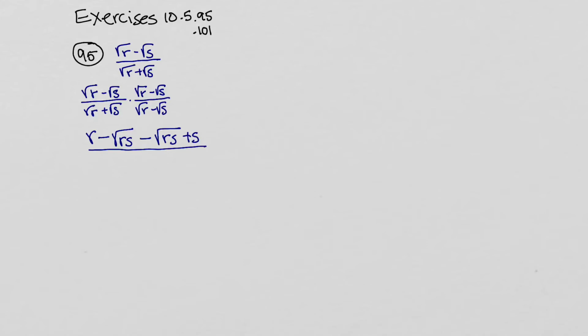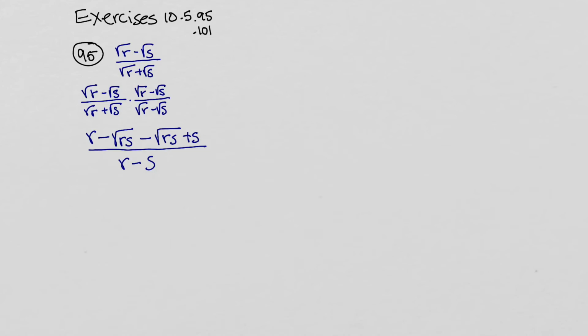Over, in the denominator, we're multiplying conjugates, and we know what to do. We square the first, put a minus sign, square the second. So if we square the first, we're squaring the square root, the radical comes off. Put a minus sign, square the second, that radical comes off.